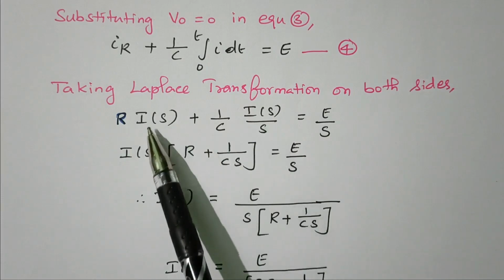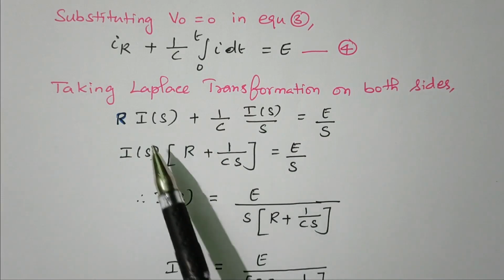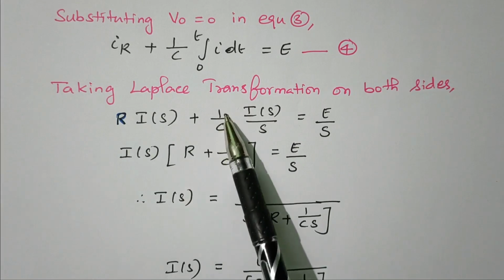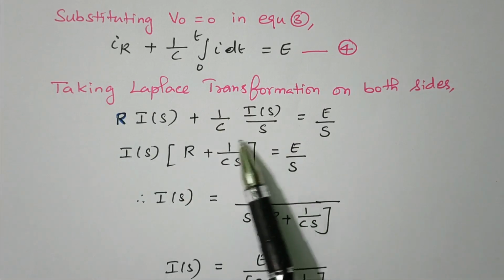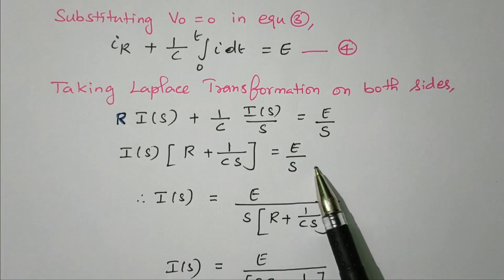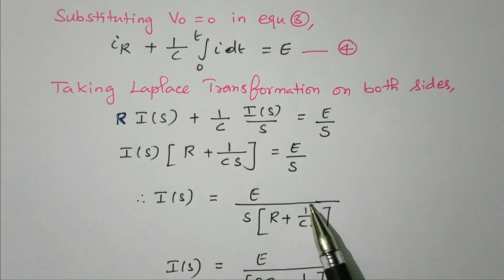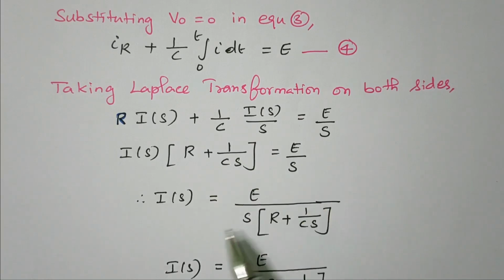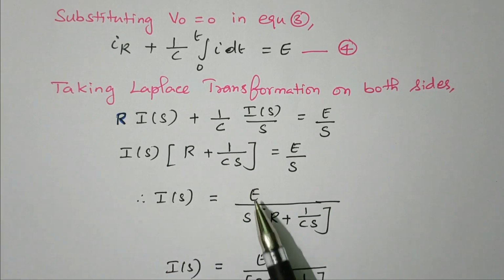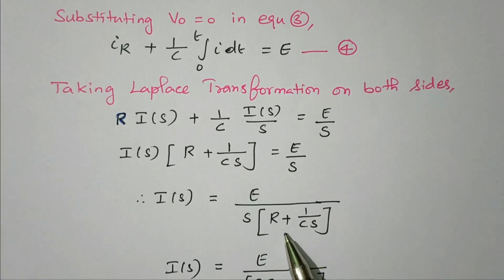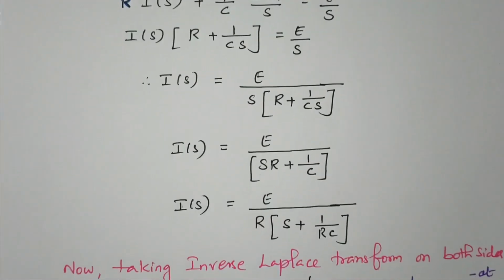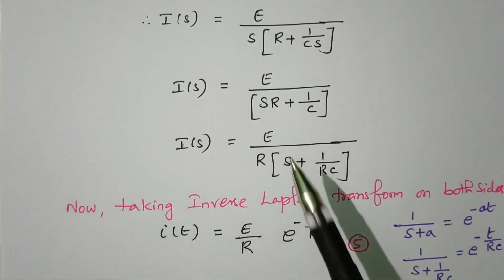This I of S is common, so take it outside. So R is available here, and here 1 divided by C into S is available, and that is equal to E by S. Right. Bring this term to the denominator on the left hand side, so that I of S equal to E divided by S, already available, then this term R plus 1 divided by CS. Right. Now we can go for further simplification.